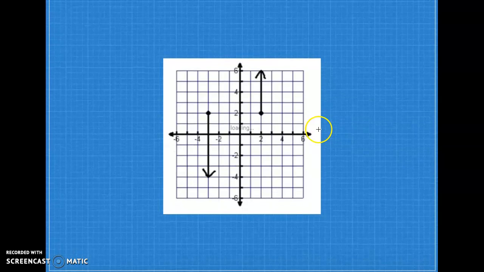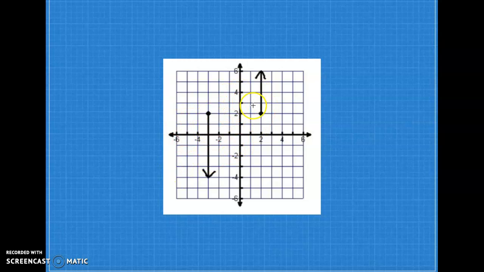All right, I don't think we have that many more. Let's take a look. I kind of prefaced the vertical line, so go ahead and see if you can use what we did with our horizontal function or relation earlier to apply it to these vertical ones.